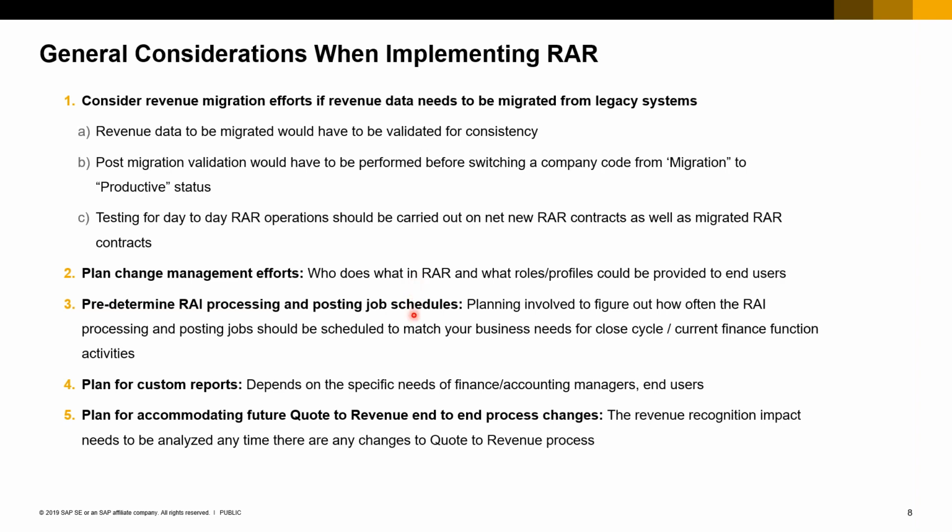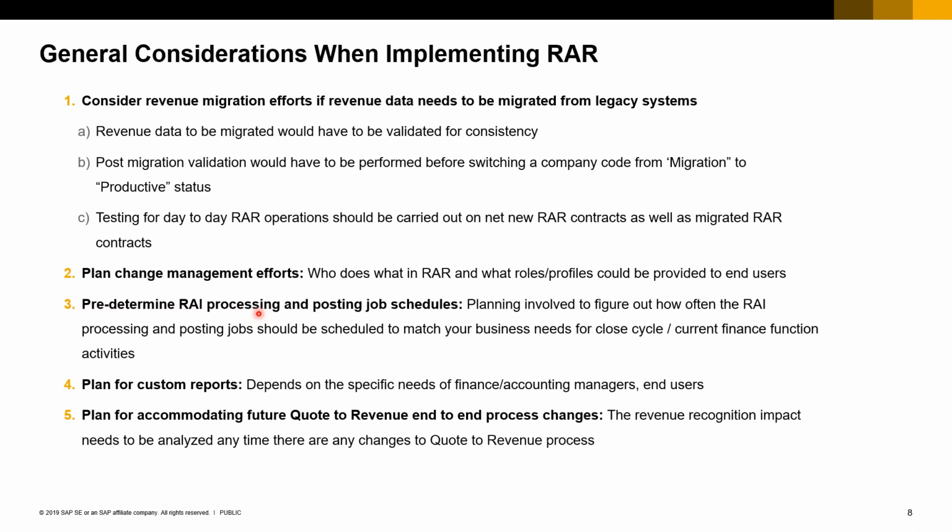Let's go into this RAI processing and posting job schedules. So what is RAI, right? Revenue accounting items. Whatever changes you make in your operational system comes to revenue accounting via these RAIs, revenue accounting items. And I know we mentioned earlier, if there is anything wrong with those RAIs, they go in error, and we talked about postponing this revenue. So this information is very important to come to the revenue accounting system, and of course, once the revenue accounting contract is created, we have to do the posting, which goes to FI.